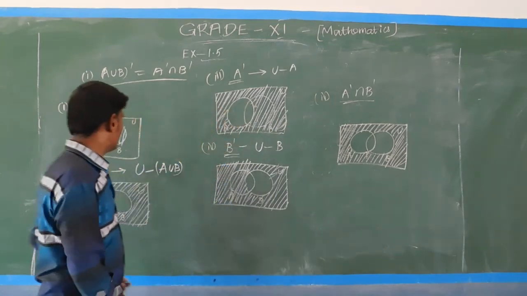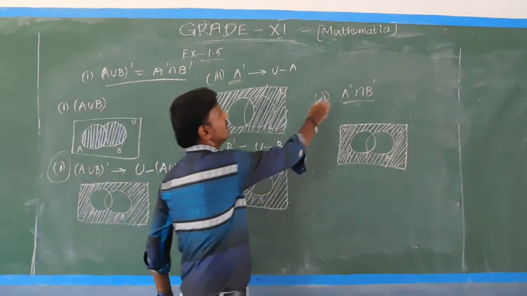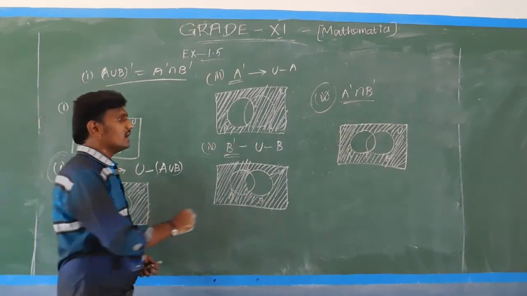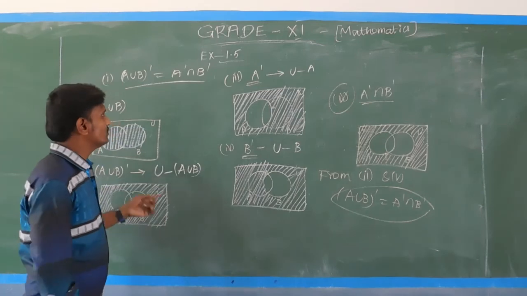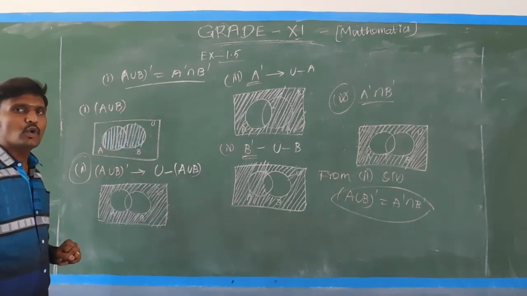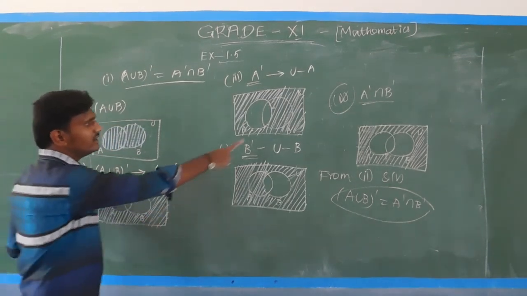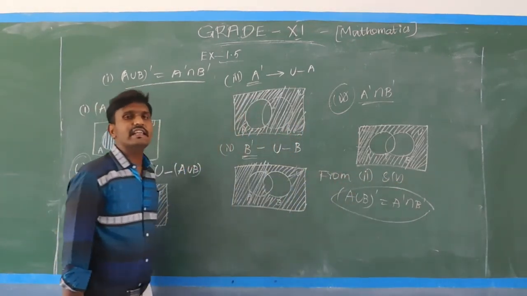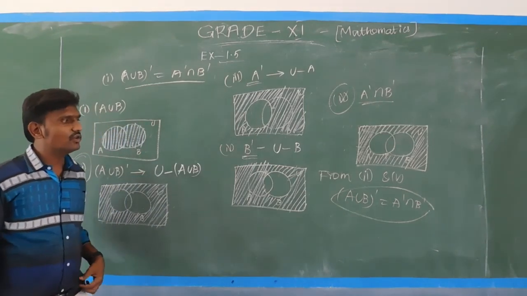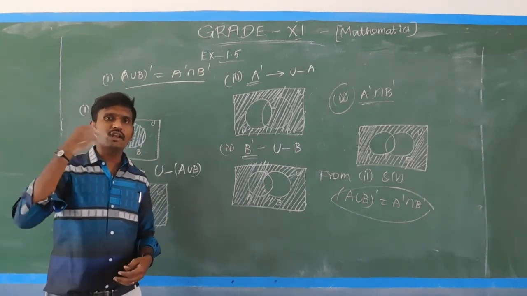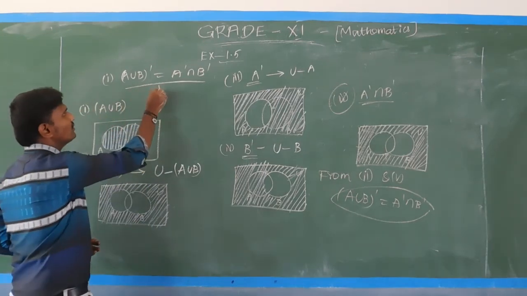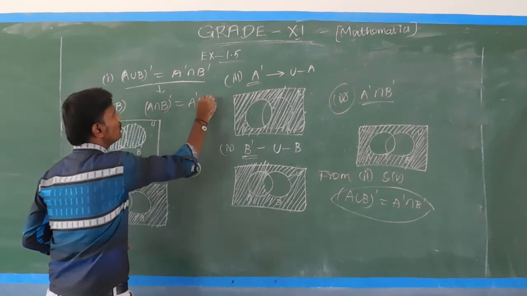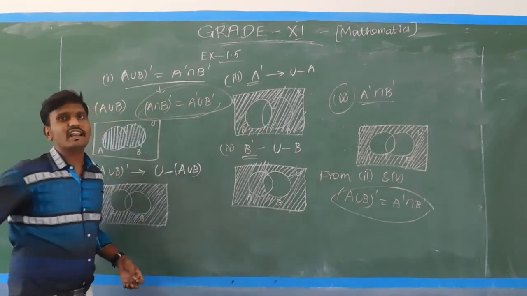So from the diagrams 2 and 5, students, from the 5 diagrams, which are equal? The second and fifth diagram. So from 2 and 5, we have verified De Morgan's law: A union B the whole dash equal to A dash intersection B dash. Like that, the second property you also have to verify: A intersection B the whole dash equal to A dash union B dash. Try it yourself.